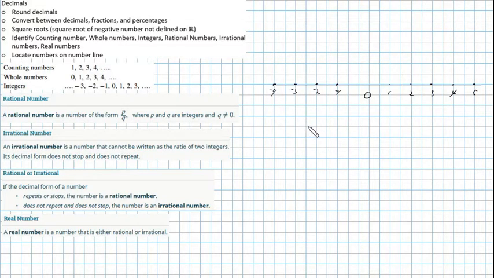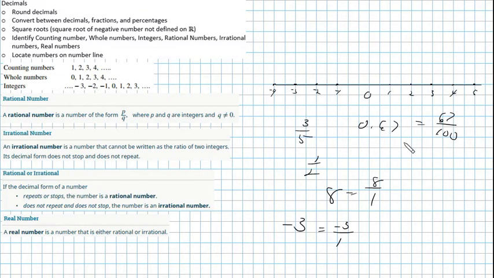A rational number is any number that can be expressed as the ratio of two integers. So for example, 3/5 is a rational number, 0.67 is a rational number because that can be expressed as 67 over 100. 1/2 is a rational number. 8 is a rational number because this can be expressed as 8 over 1. Minus 3 is a rational number because it can be expressed as minus 3 over 1.